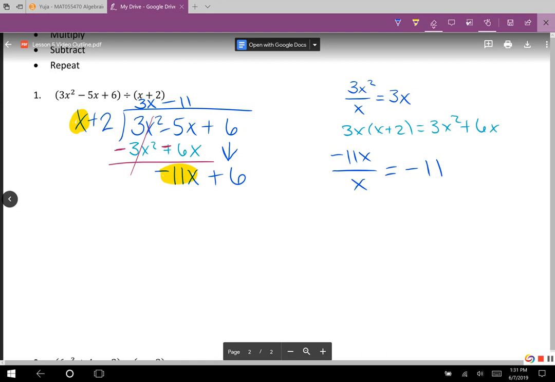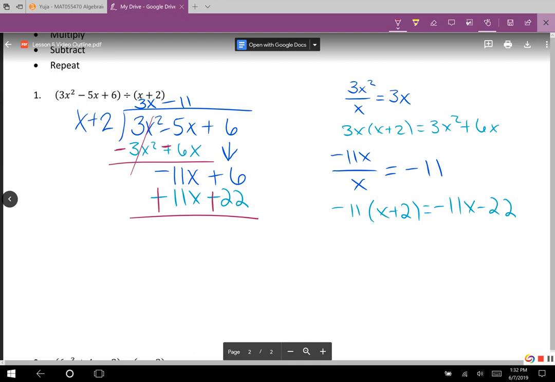Let's see. So we're going to take our minus 11, multiply that by x plus 2, and then we can subtract to find the remainder. So that's minus 11x minus 22. And then I have to make sure to subtract both terms. Now, when you subtract a negative, they become positives. So minus the minus, both of those become pluses.